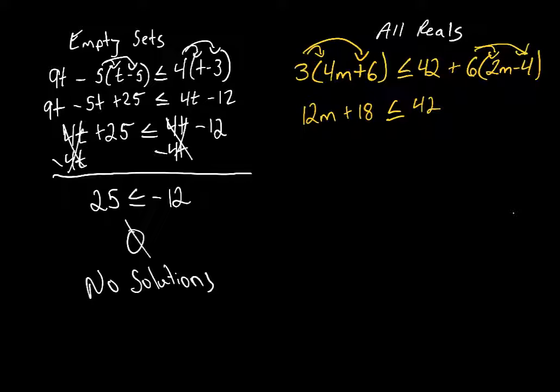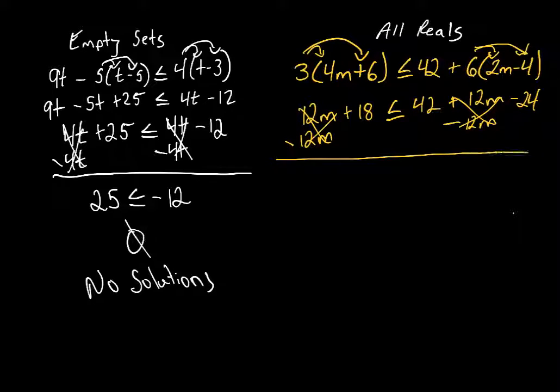6 times 2 is 12m, and 6 times a negative 4 is negative 24. Now let's keep solving and see what we get. Put our m's on the same side. Minus 12m, that cancels out. Minus 12m, that also cancels out. That leaves me with 18 is less than or equal to 42 minus 24. Well, it just so happens that 42 minus 24 is 18.